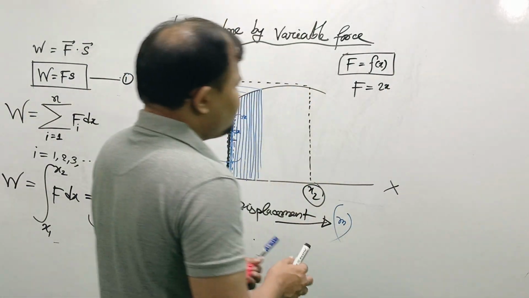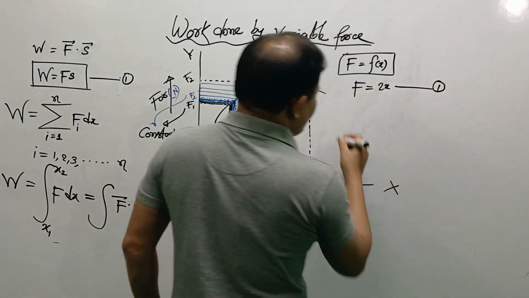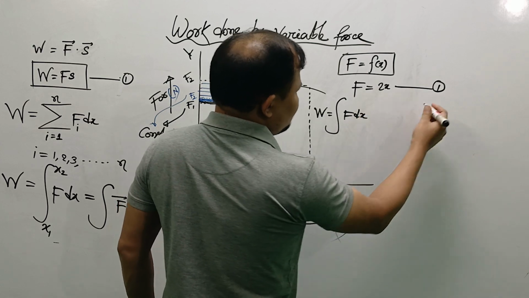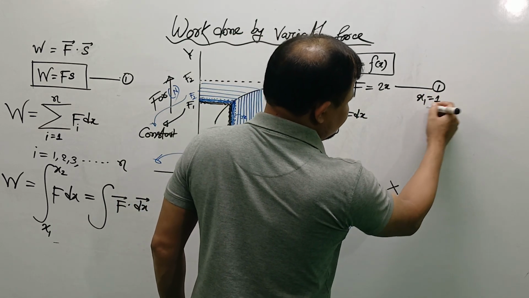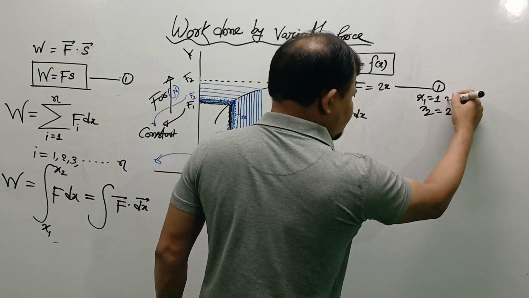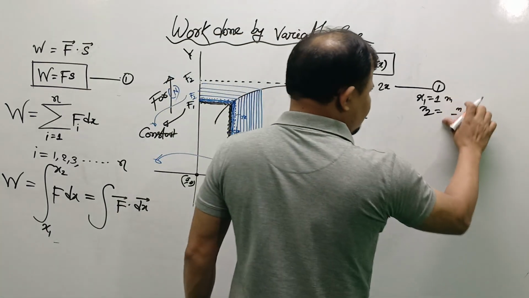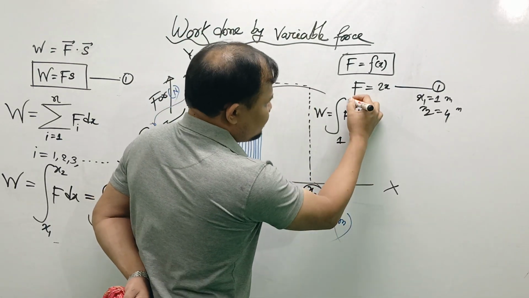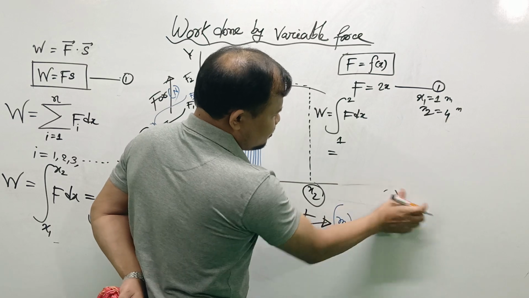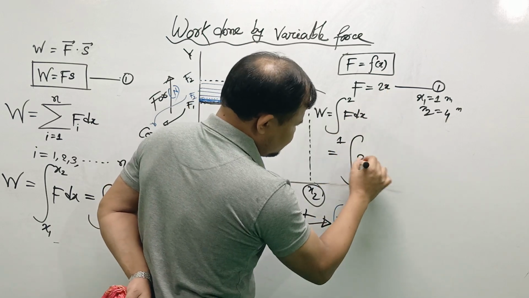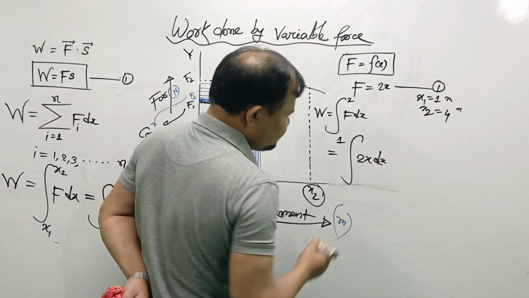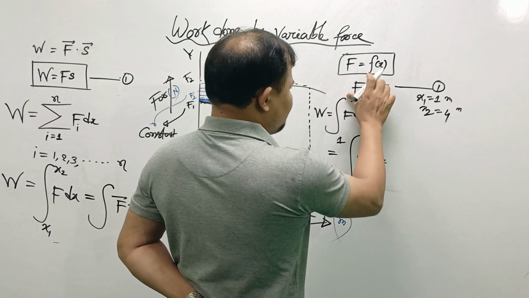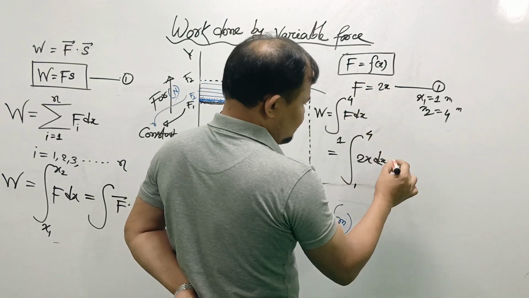If this is the function, then we know to find out the work done, we use F dx. Suppose we want to find out the work done from x1 equal to 1 meter to x2 equal to 4 meter. So we put the lower limit here and upper limit here, and now we put the value of F, which means 2x, so this is 2x dx.